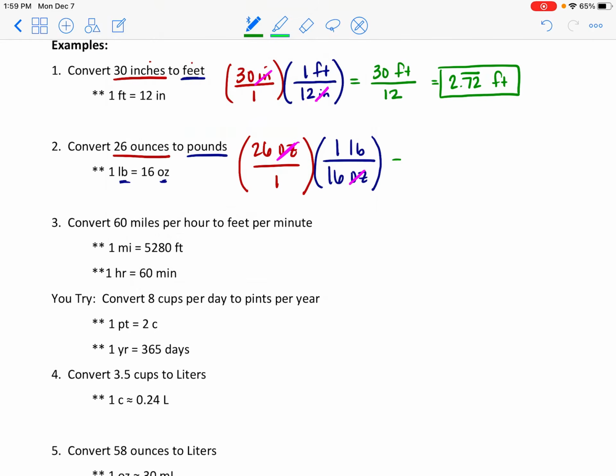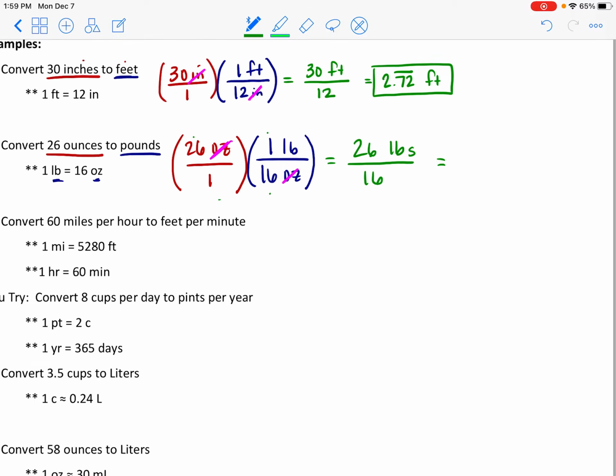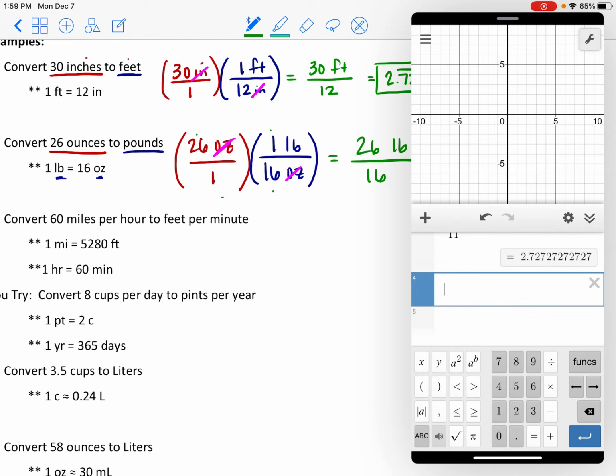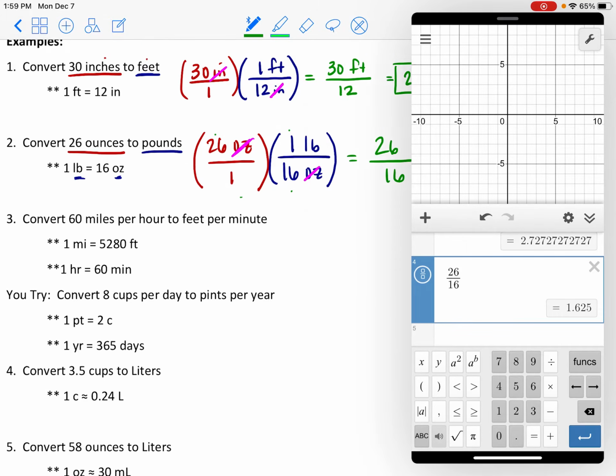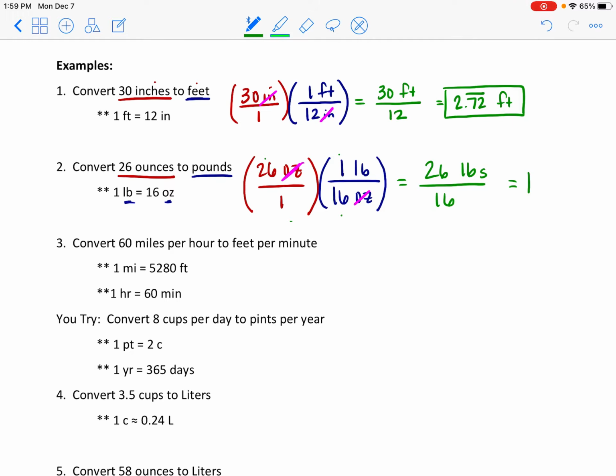So multiplying straight across the top, 26 times 1 is 26, and the units would be pounds. And on the bottom, 1 times 16, no units left. 1 times 16 is 16. And now all we have left to do is divide. So 26 divided by 16 is 1.625. So 1.625 pounds. And that's that.